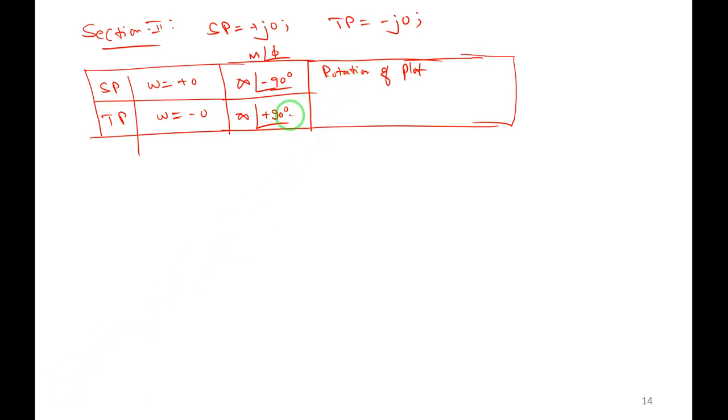Next, calculate the rotation of the plot. So we will subtract: plus 90 degree minus of minus 90 degree. So minus into minus is plus, so I get 180 degree. I hope you are getting it too. So the rotation of the plot is 180 degree in the anti-clockwise direction. Anti-clockwise because it is positive.